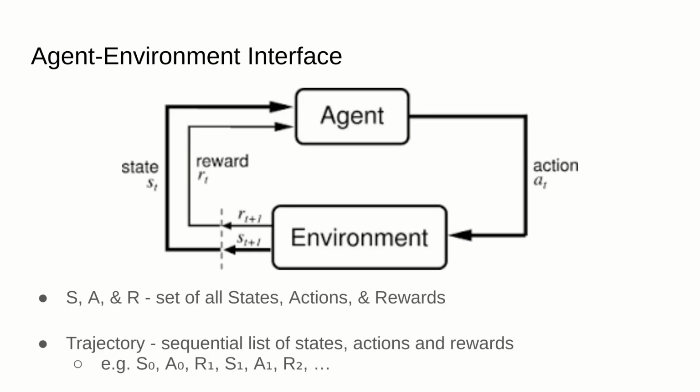An MDP can be visually represented through the agent-environment interface. In this interface, an agent takes an action at time step t in the environment, and in the next time step, it receives a reward and a new state. The set of all states, actions, and rewards can be represented as S, A, and R, and a trajectory is a sequential list of states, actions, and rewards that occur in the environment. For example, being at state S0, taking action A0, and at the next time step, receiving a reward R of 1, and then repeating so on and so forth.